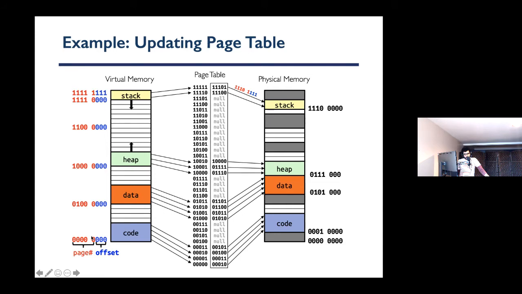The other observation that you should have is that these offset bits are just going to be copied. So we just look at the virtual page number to physical page number translation, and then we take the physical page number and append the offset to get the physical address.